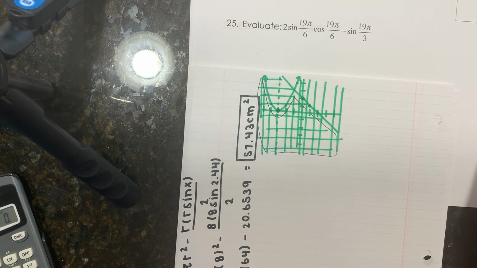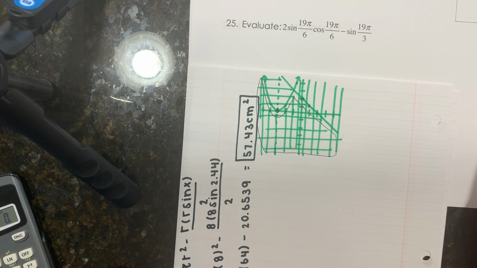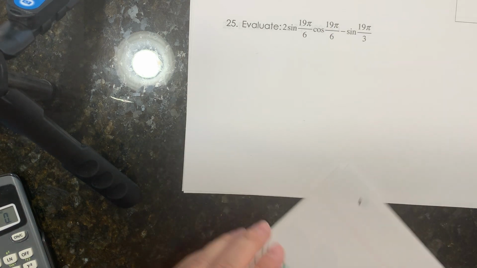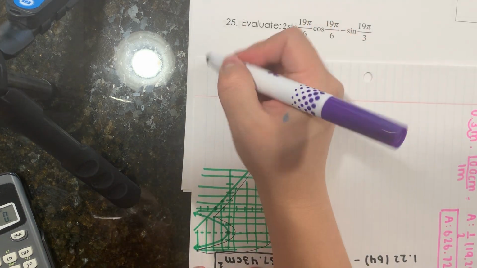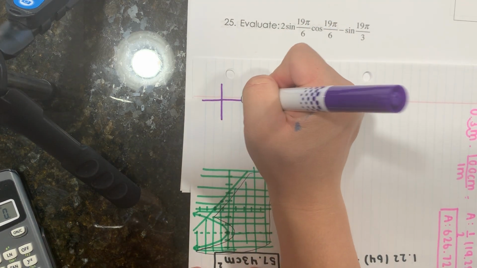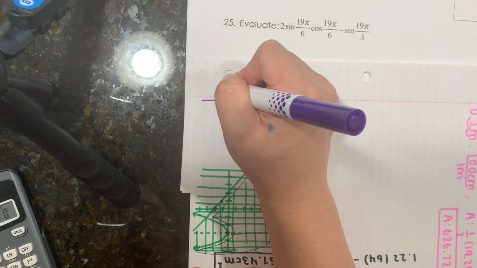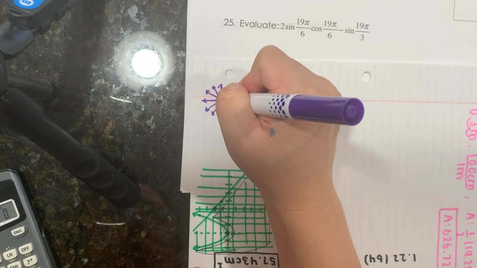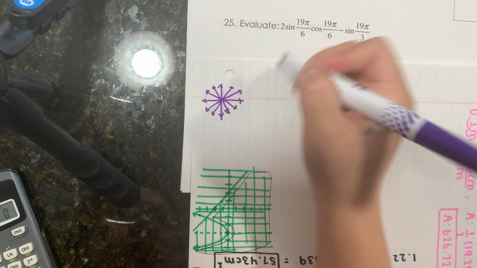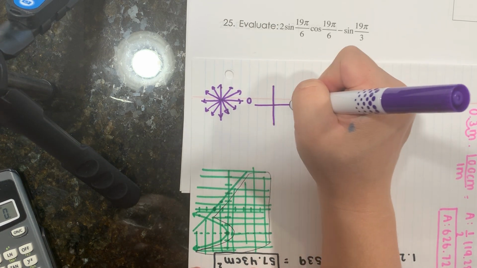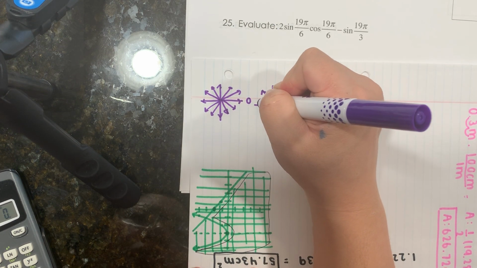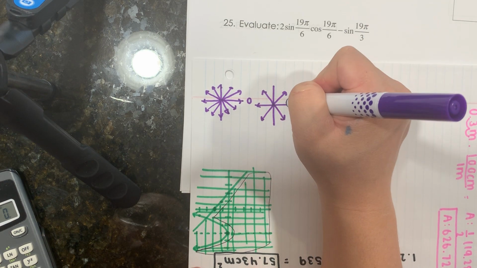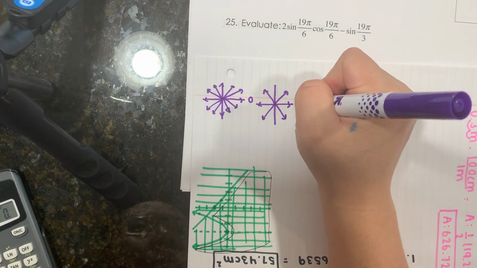Now moving on, we're looking at number 25, which is 2 times sine of 19 pi over 6 times cosine of 19 pi over 6 minus sine of 19 pi over 3. So the first thing that I'm going to do is I'm going to create my snowflakes for these. First one will have 6, so 1, 2, 3, 4, 5, and 6. And the other one will be 3, so 1, 2, 3. So this would be 0.